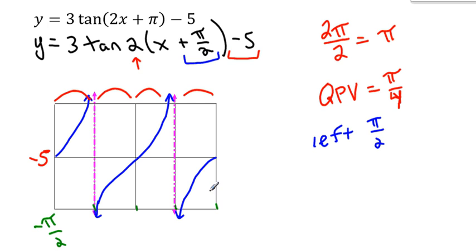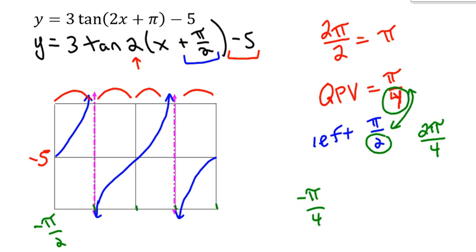a quarter period value away. So I'm going to do this the easiest way I know how, which is I'm actually going to rewrite this for a minute as the same denominator as my quarter period value. So this is actually going to be 2 pi over 4 instead of pi over 2. Same thing, but now if I know my graph starts at negative pi over 4, oops, it doesn't. I know that my graph starts at negative 2 pi over 4, that's better. So the first part of my graph is negative 2 pi over 4.